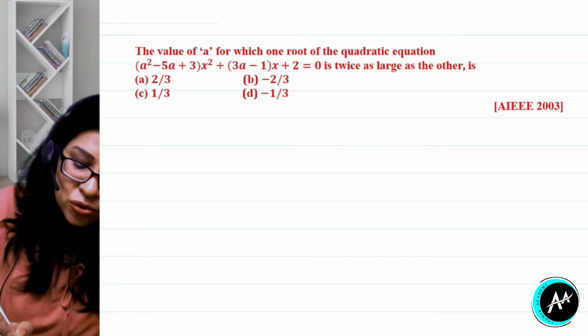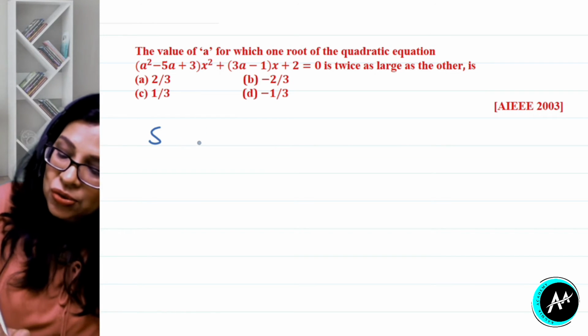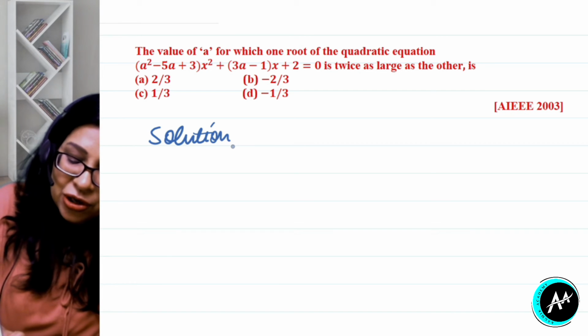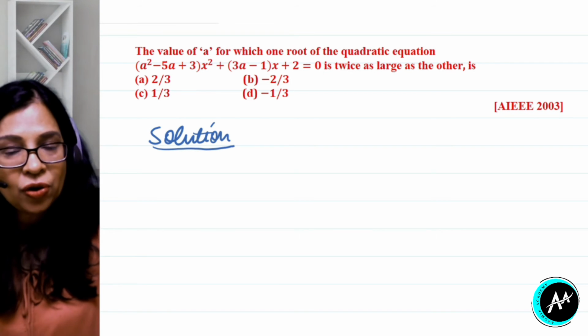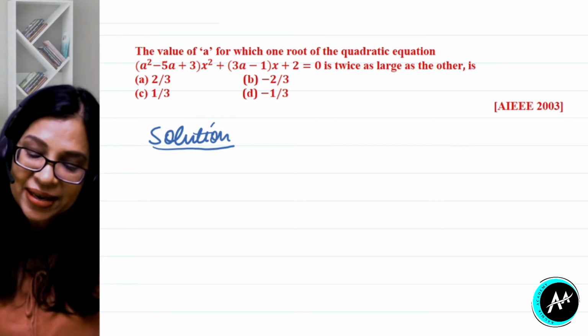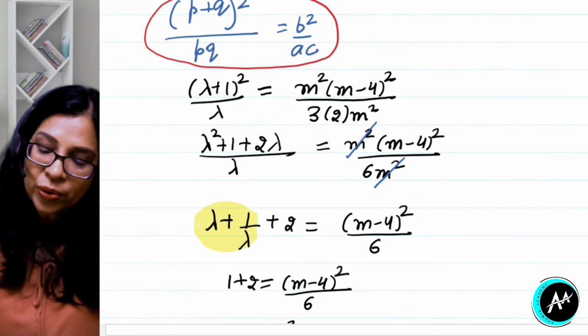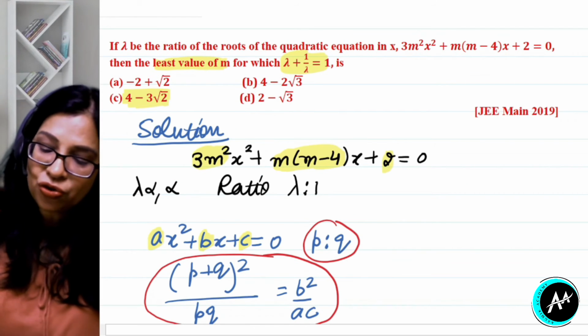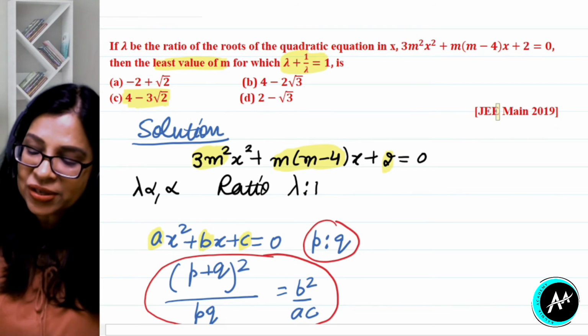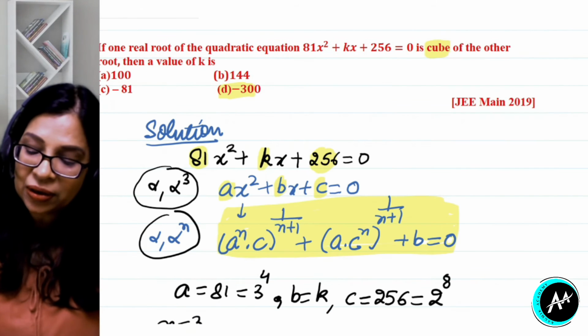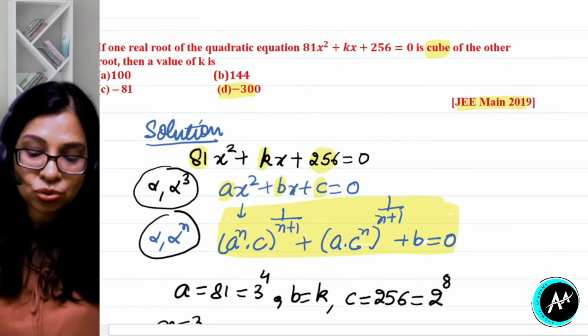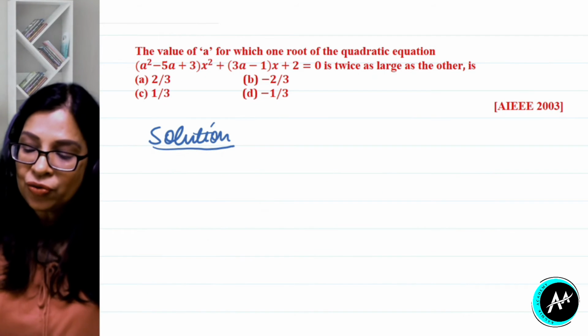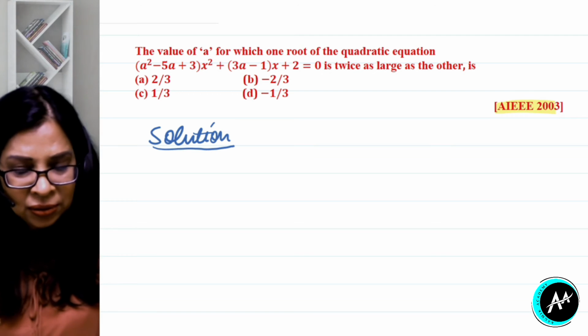Let's start the solution. So this question was there in AIEEE 2003. Okay, previous questions were also from previous JEE Main questions, as you can see. The second question was from JEE Main 2019. Can you see? And similarly the first one was also from JEE Main 2019. So the third one is from AIEEE 2003.